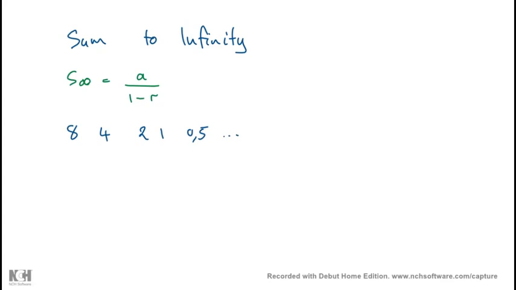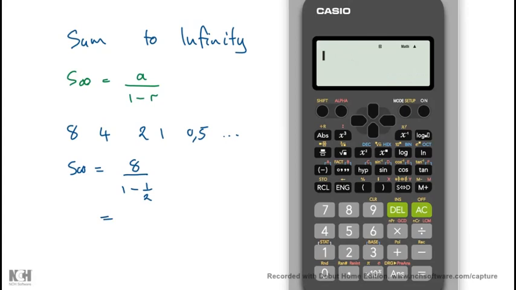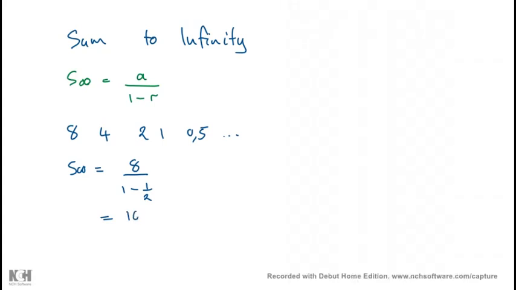The sum to infinity for this: a is 8 over 1 minus the common ratio. We divided by 2 the whole time, so the common ratio is a half. You just put that into your calculator: 8 over 1 minus 1 over 2, equals, so the sum of this series can never be more than 16. That is how we find a sum to infinity.